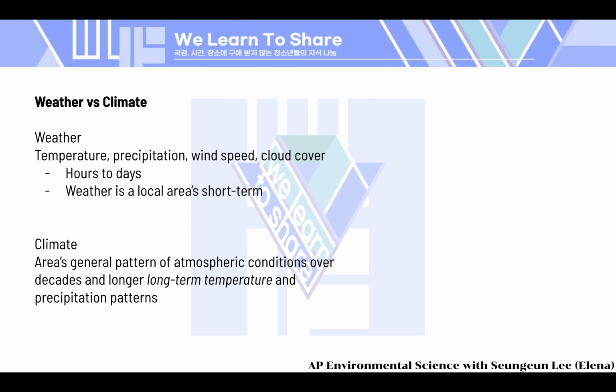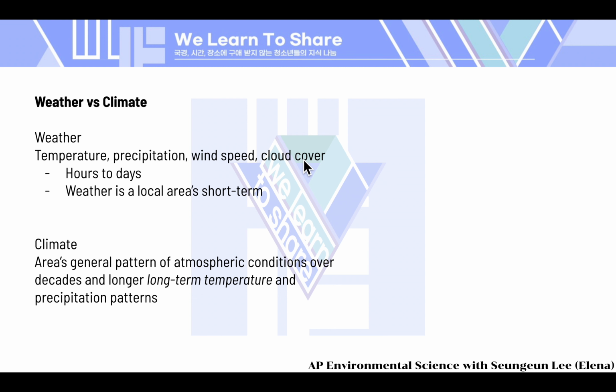But before we dive in, it's crucial to understand the difference between weather and climate, just to remind. Weather is what we experience day to day, so it's short term, hours to days, local area short term. It's precipitation, temperature, wind speed, and cloud cover. Every time you see a forecast, it's the weather forecast.